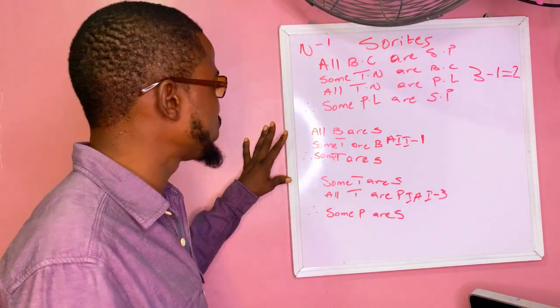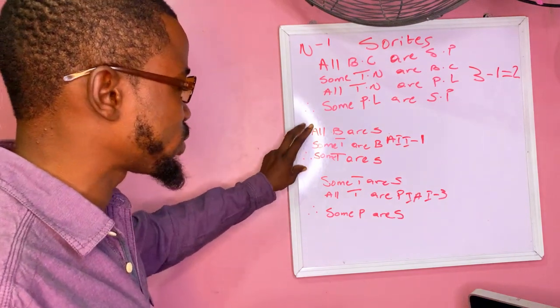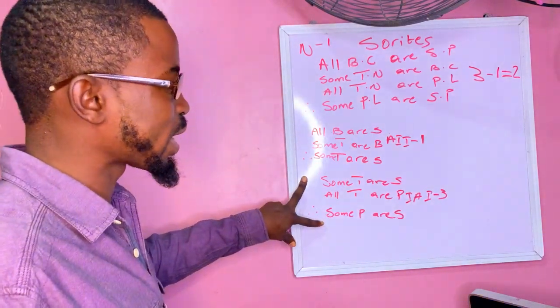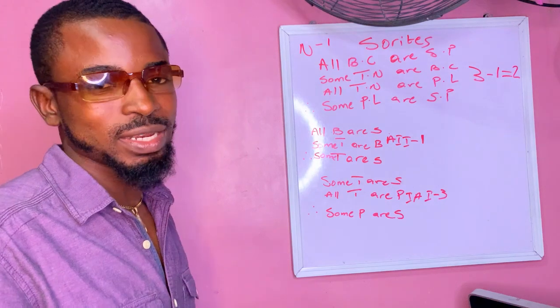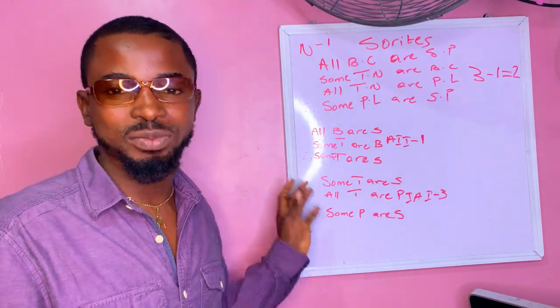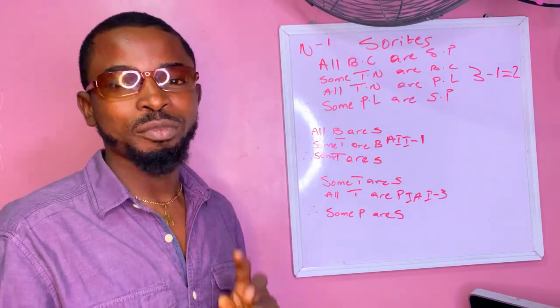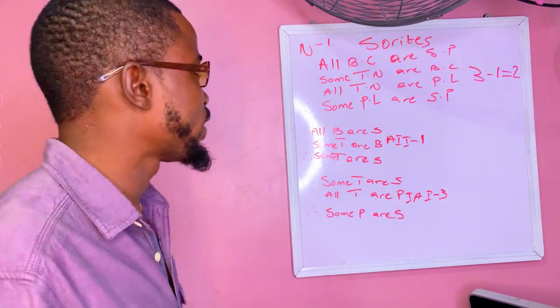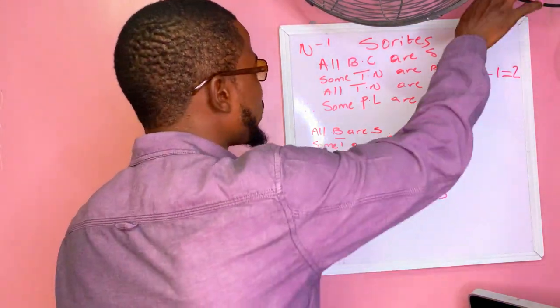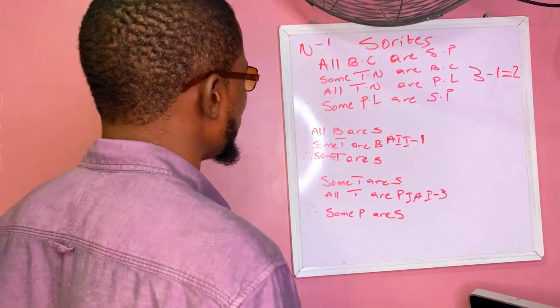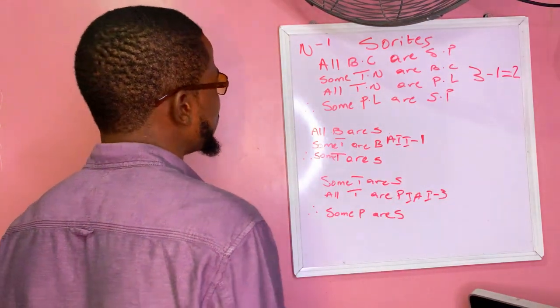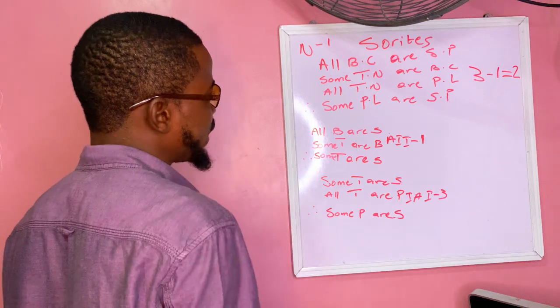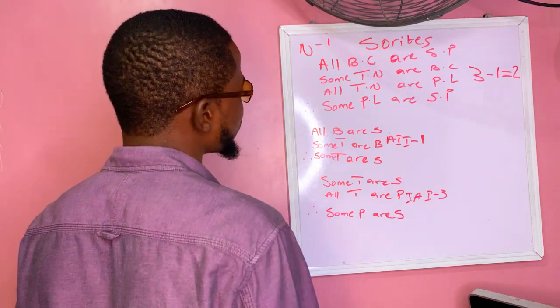So what I want to do now is to use Venn diagram to test this first one, and use Venn diagram to test this second one, to see whether the two of them are valid. If the two of them are valid, then this particular SORITES is valid. But if one of them is invalid, then this particular SORITES is already invalid. But because of space, I'll be rubbing it off for me to be able to draw my circles and write it again. But I hope you guys have seen it first before I rub it off.